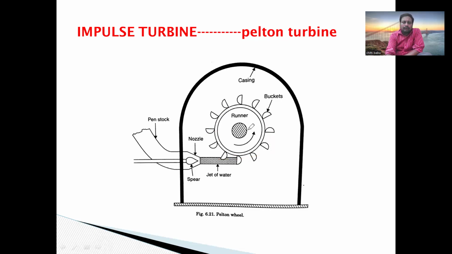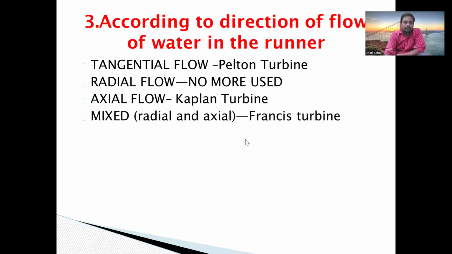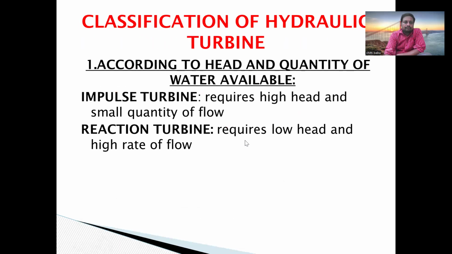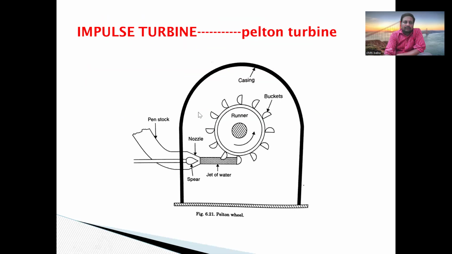Then we have the specific speed of the turbine, and it will be low, with low discharge. Pelton will be suitable for high head and low discharge. It requires high head and a small quantity of flow. That is about the Pelton turbine.